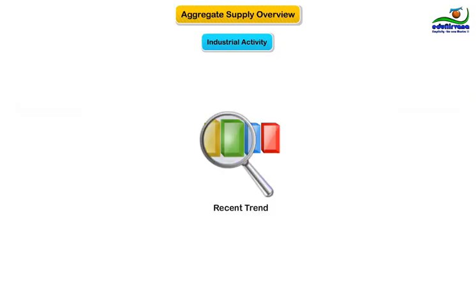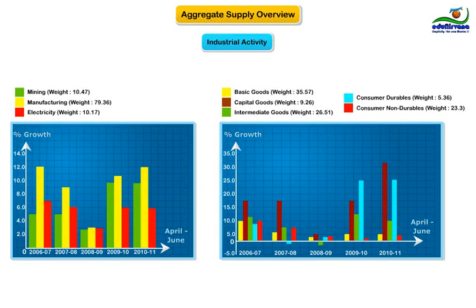Let's have a look at the recent trends. First, trends from industry point of view. The recovery was broad-based with high growth in manufacturing industries, that is 10.9%, followed by mining 9.9% and electricity 6%. The manufacturing output growth rate was supported by increases in consumer durables, capital goods, and intermediate goods production.